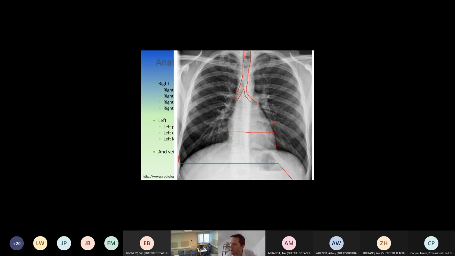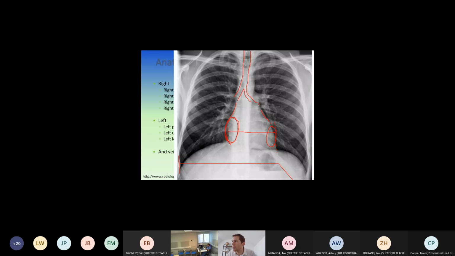Most enlarged hearts are due to left ventricular failure. You get that characteristic boot shape. So the right heart border remains normal because the right heart border is comprised of the right atrium. So this heart border is the right atrium. This left heart border here, this bit here is left ventricle. So most heart failure that we see on chest x-rays is left ventricular failure.